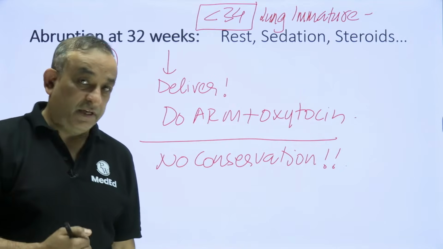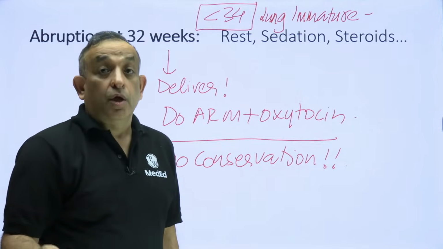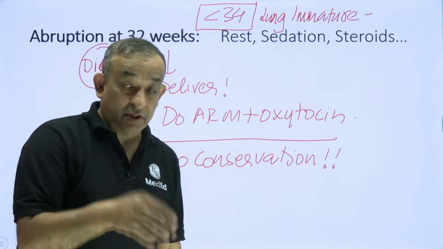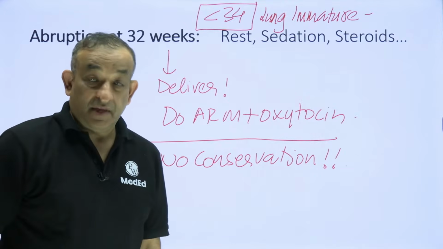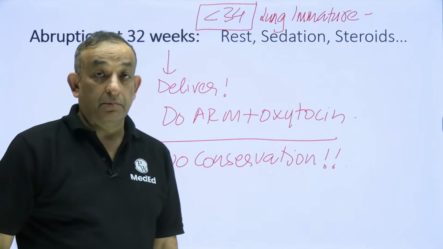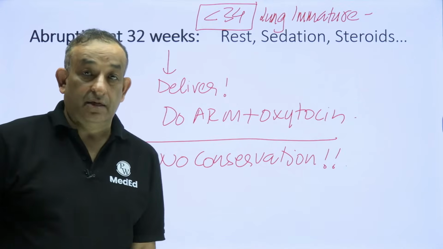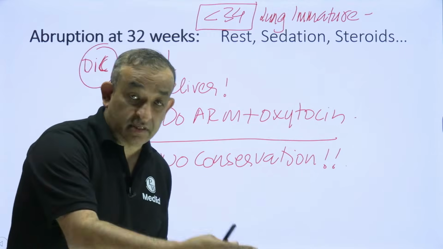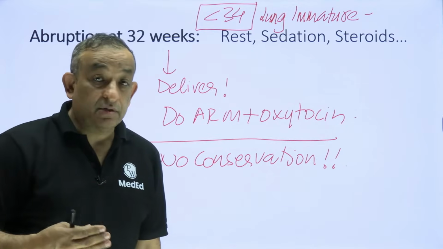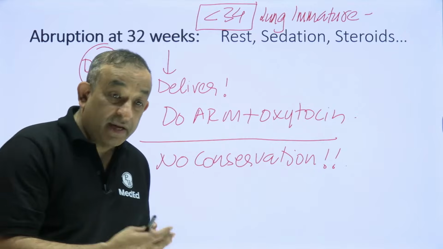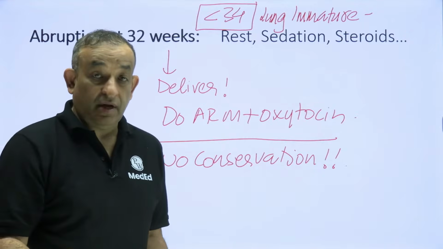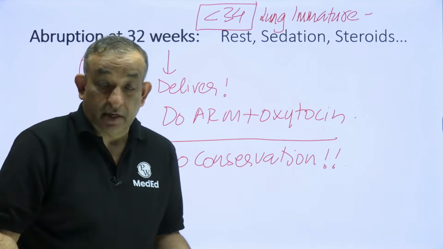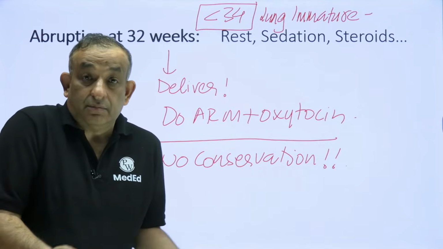Abruption comes before 34 weeks. The lung is not mature. You will give rest, you will give sedation, you will give steroids, but you'll do an ARM. Yes, you'll start oxytocin at the same time. She'll not deliver in one second like that. She's going to slowly increase the prostaglandins. Oxytocin is going to help in the starting of the labor, but she's going to deliver probably tomorrow morning. So you'll get some time for the steroids to have an action. So you will get some lung maturity. You may get at least 24 hours, sometimes even more.